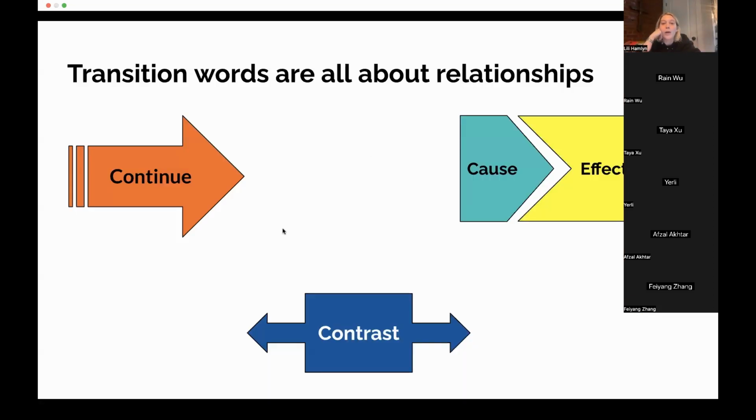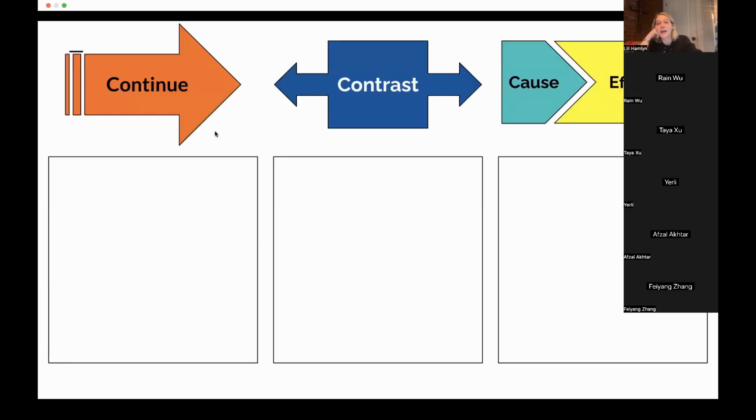So they're all about the relationships between clauses. So we have 3 main types of transition words. We have continuous, which is when the relationship is continuing the thought. A cause and effect, kind of self-explanatory, like clause A has an effect on clause B, or contrast. So this is by no means an exhaustive list. There's loads, but these are some of the most common transition words that you get on the SAT.